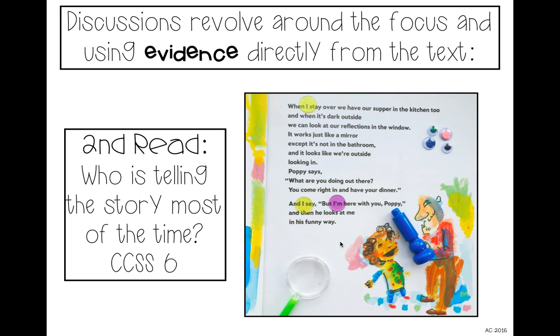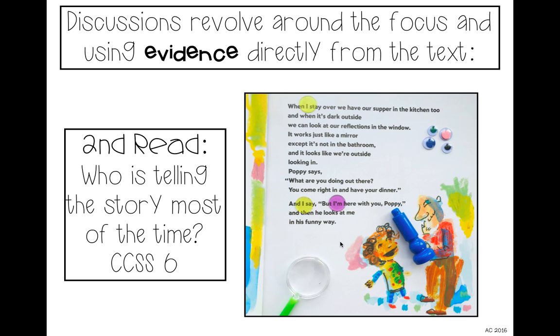Come back on the second day. Today, readers, we're going to find out who is telling the story most of the time. So there's standard 6 that you're focusing on. And again, I have things where the pointer's pointing to the word Poppy. So we know it's someone talking to Poppy, and then the little bingo chips covering the word I, because we know that the I is referring to someone. So they have to do a little inferring, thinking about who is I.